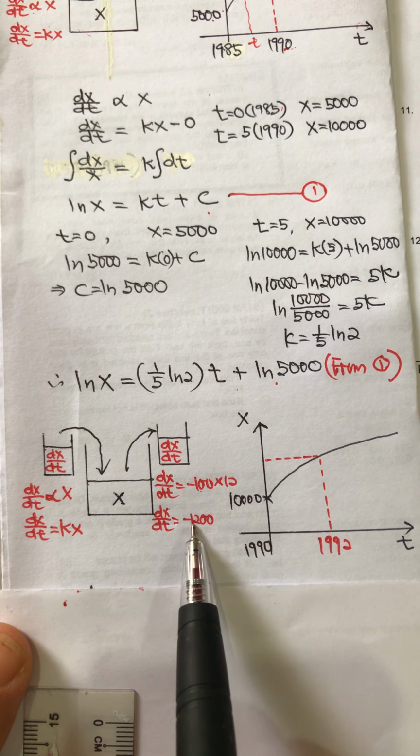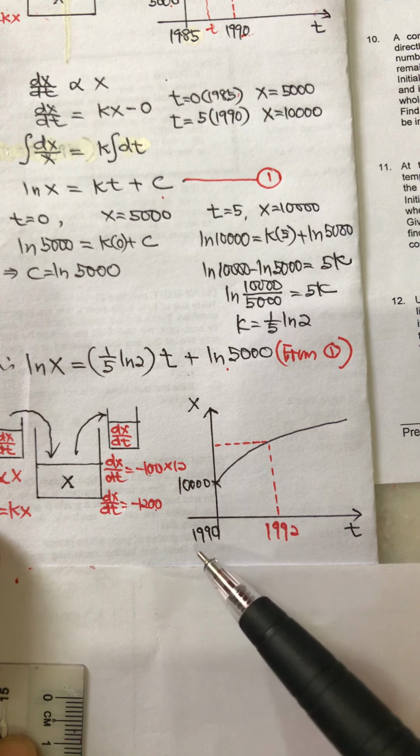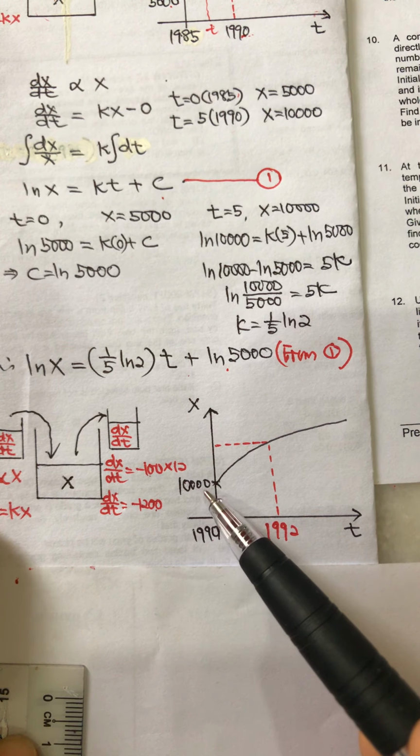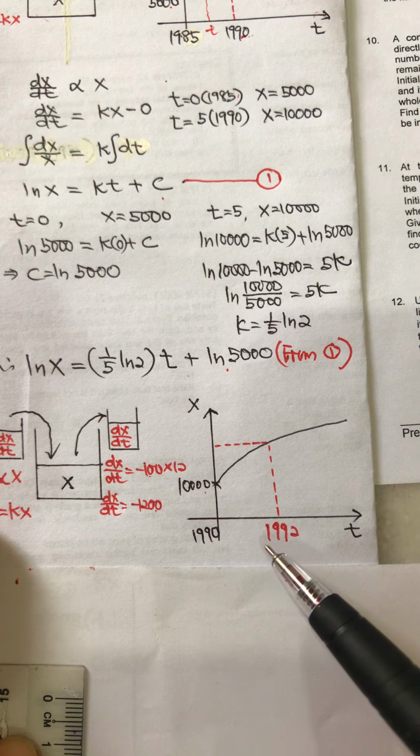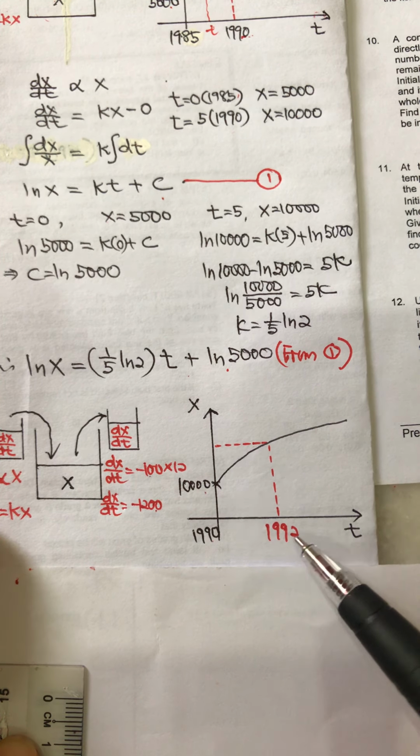So 1 year will be 1,002. Okay, and then you see at 1990, because now you have to separate this one from this one. This is everything safe, no disease. But here we already have the disease, so you have to look at it separately. So when the disease occurs in 1990, we have 10,000 at that time. So now we are asked to find how many rabbits there are in the year 1992.